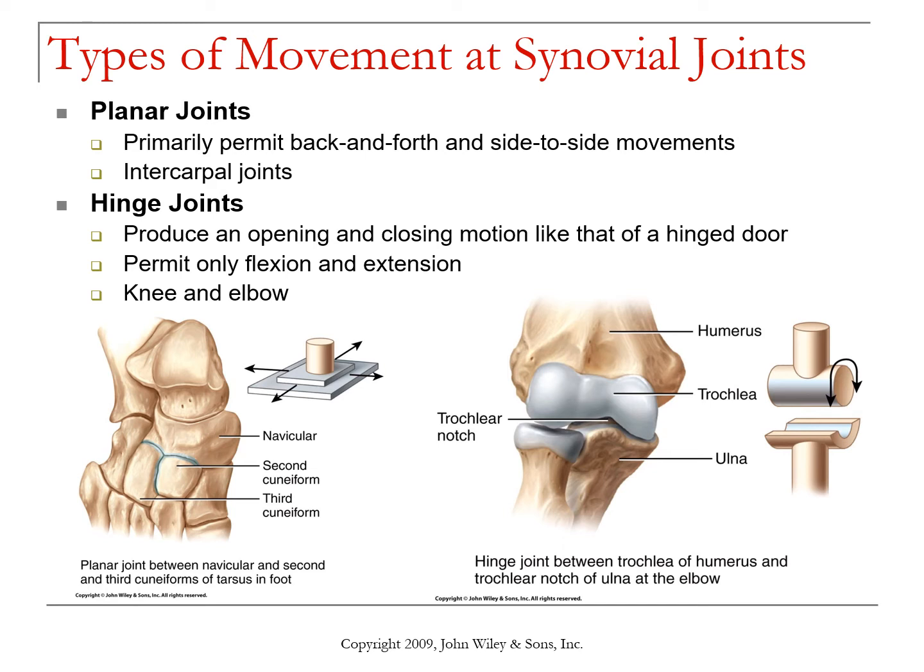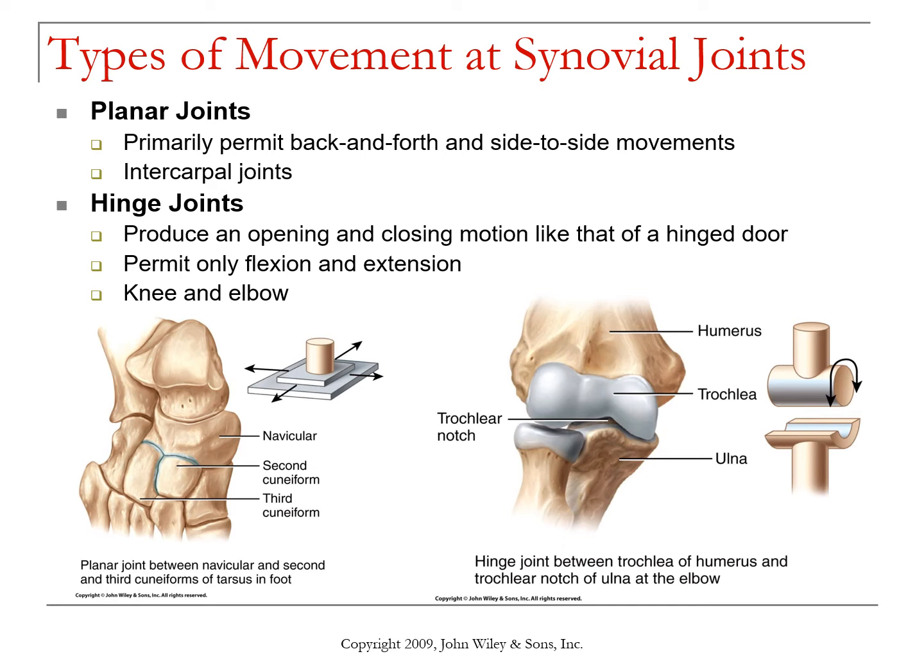Planar joints permit back and forth and side-to-side movements. If you recall, that is a gliding motion. So planar joints include the intercarpal joints as well as the intertarsal joints as seen in the diagram below on the left. And planar joints, because they allow movement in two directions, back and forth or side to side, are classified as biaxial joints.